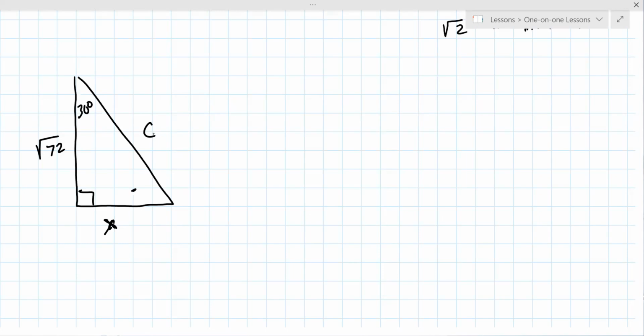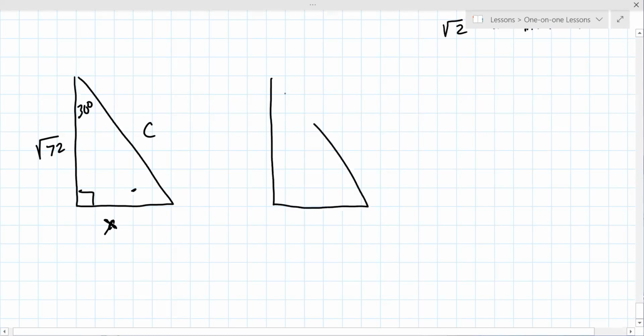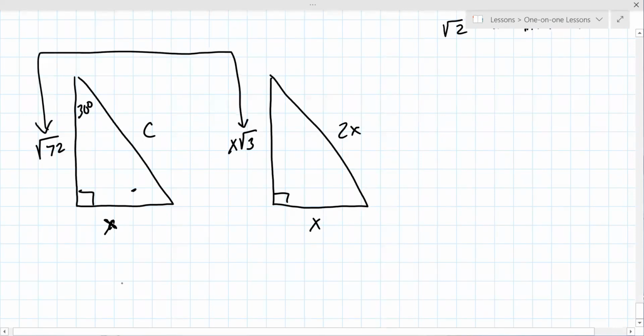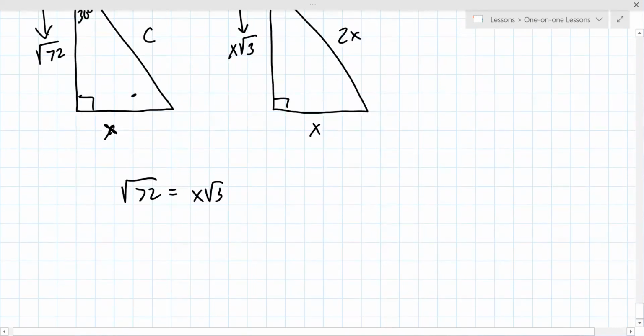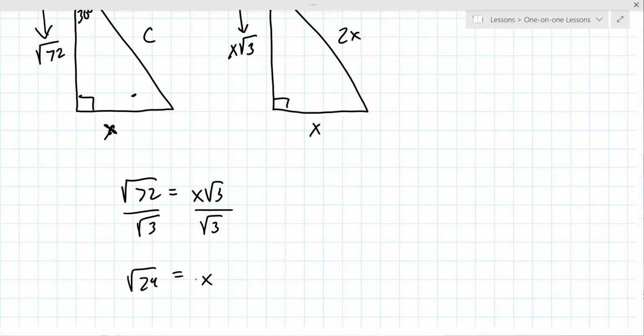So 72 times 3 is 216, right? Say that one more time. Square root of, I mean 72 times 3. It is, but remember, you have a reference side that you want to set this equal to. You want to set square root of 72 equal to x square root 3. I'm going to divide both sides by square root 3, not multiply. Makes sense. It's square root of 72 over 3. So it's square root of 24.